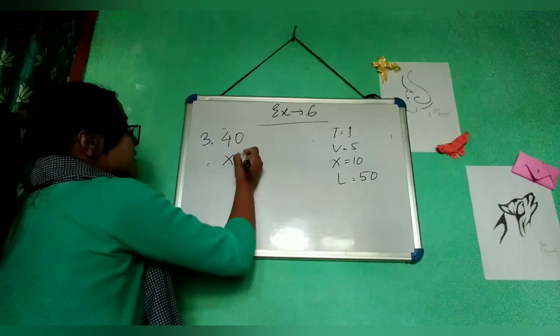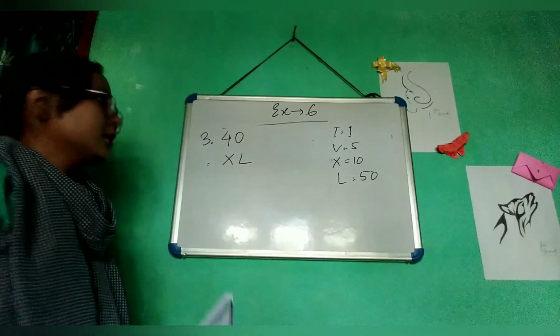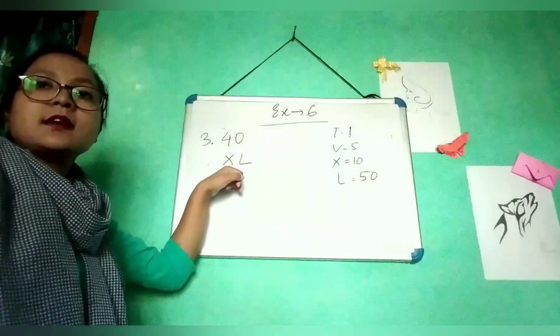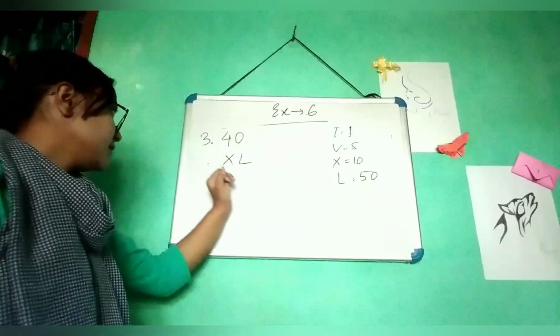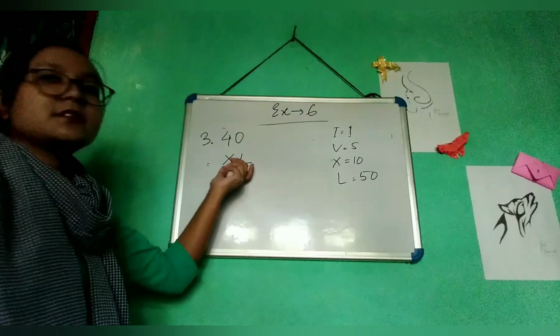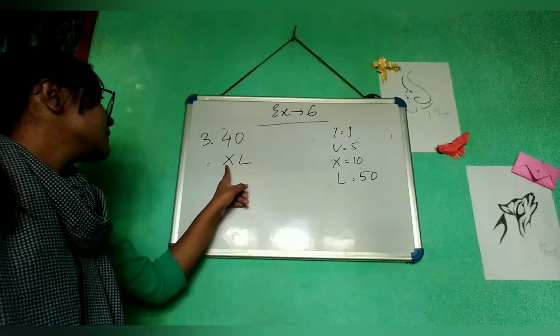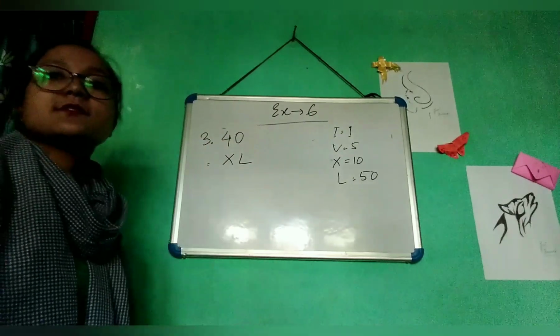Obviously X, L. This L is the greater value, and X is 10, a smaller value than this. If it is before, that means it is minus from this. So how much will you minus? 50 minus 10, which means 40. So this is for 40.